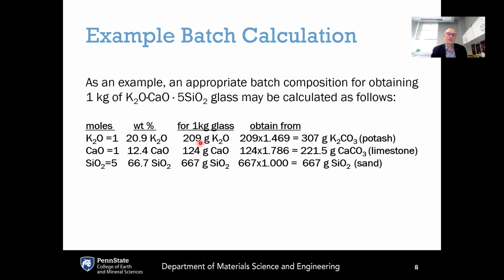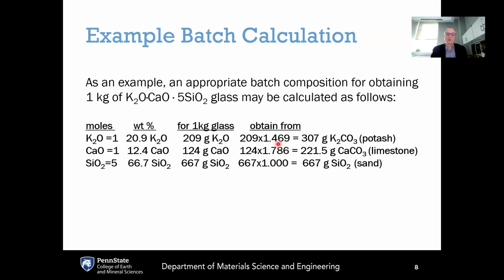The amount of batch that we need to get 1 kilogram of glass is maybe more than 1 kilogram of batch. For example, if you've got potash here, so potassium carbonate, or limestone, calcium carbonate, in those cases, carbon dioxide is released, which means that the batch factors here are going to be either less than 1 or greater than 1, depending upon how the conversion is taking place.